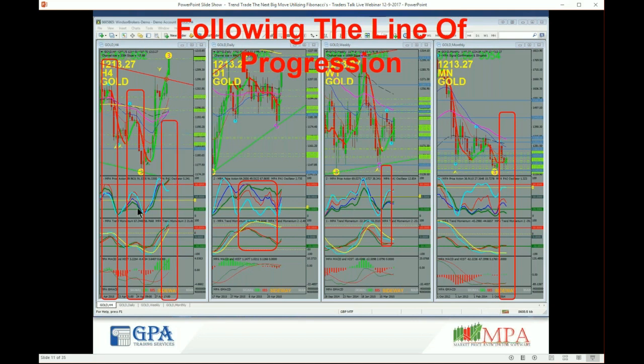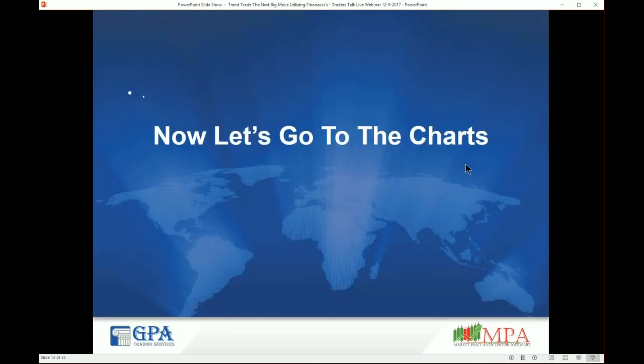And as you can see, it did exactly what you would expect. It reversed and went up and started to slingshot higher as the daily was turning, the weekly was turning, etc. Now let's go to the charts.